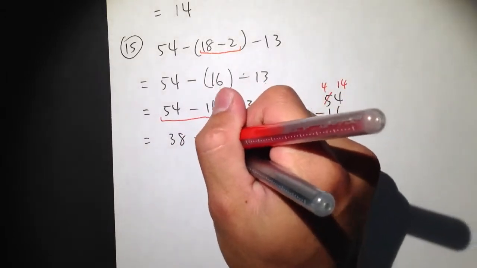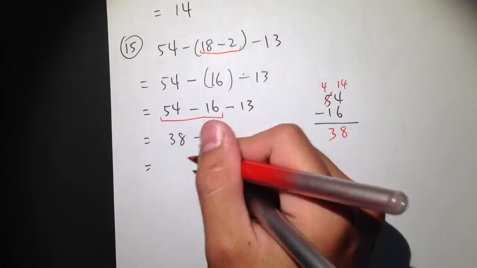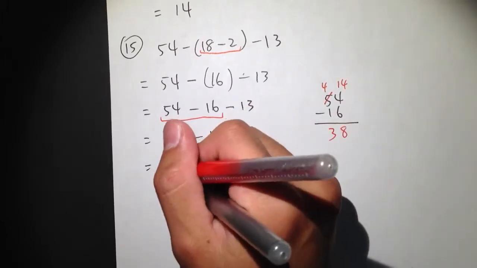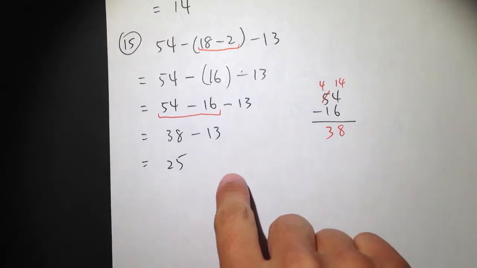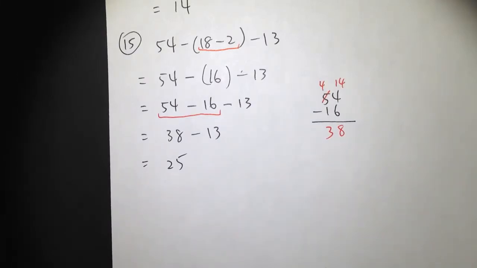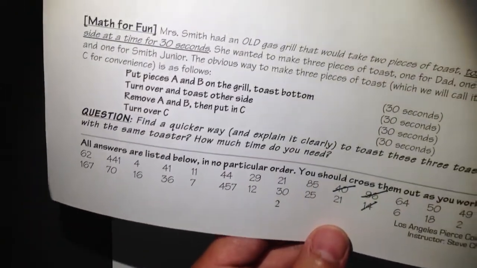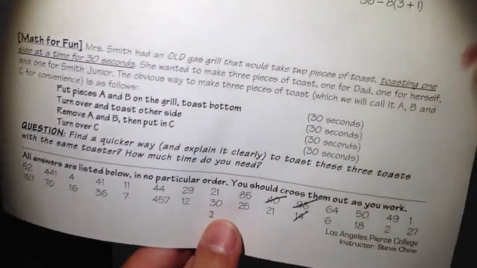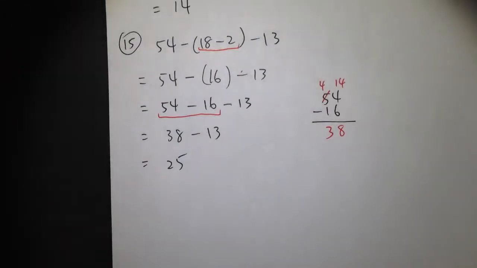Then subtract 13. 38 minus 13, I know how to do that in my head, so that's equal to 25. And that's it. Since there's just one number and there's no more operations, we are done. And I should just show you guys where is my 25. 25 happens to be right here.